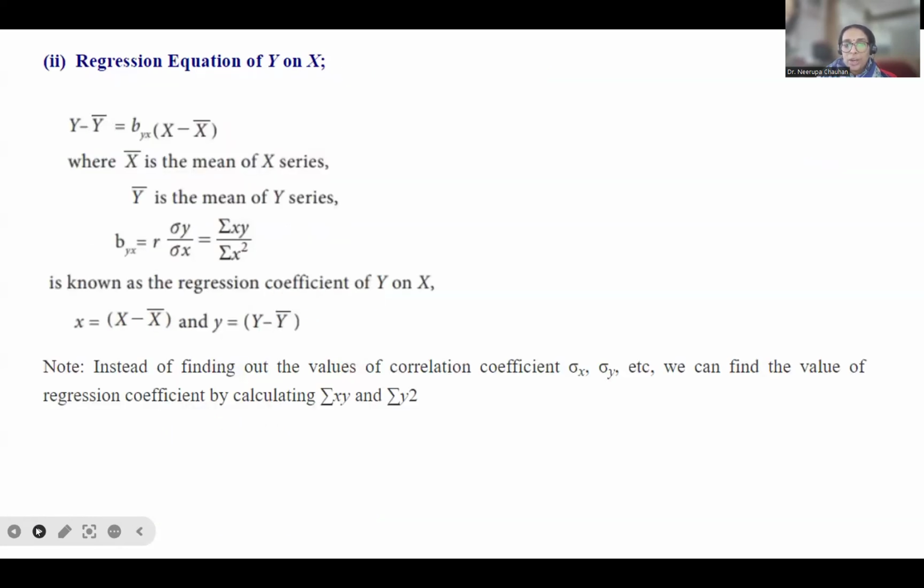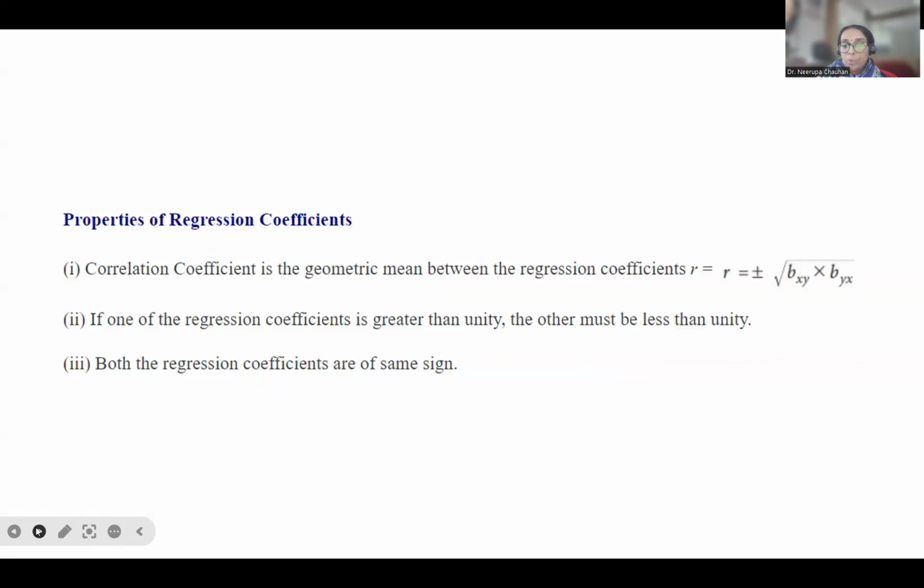Same when we talk about y on x. Byx is r times standard deviation of y divided by standard deviation of x, which is equal to summation of xy divided by summation of x square. Right? So these are the formulas for the calculations of the arithmetic mean method as well as the direct method. The property of the regression coefficients is that r, the correlation coefficient, is equal to the square root of bxy into byx.